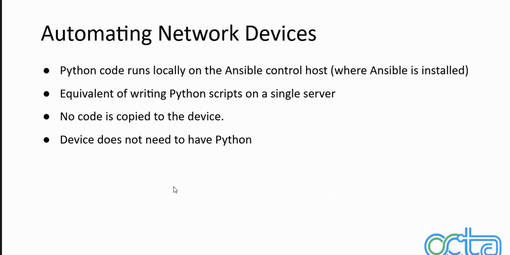Vis-a-vis how it works on network devices: Python code runs locally on the control node. Right? Whatever Python code needs to be run, it runs locally, and only the tasks which need to be carried out in the form of commands will be sent over SSH to the network device, and those commands are executed and the task is done.